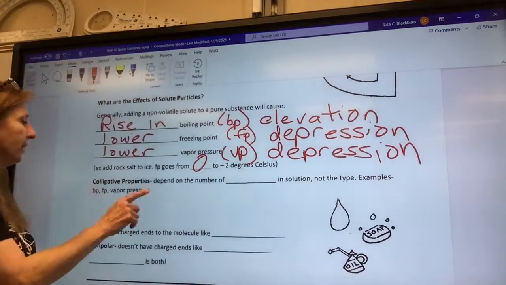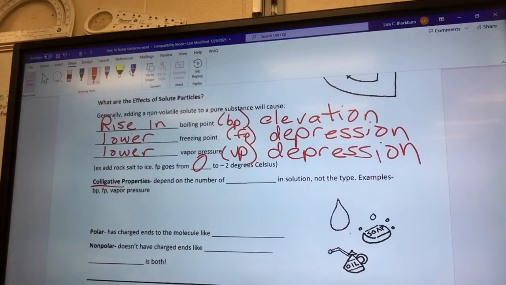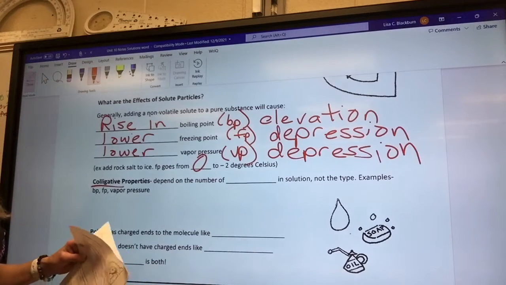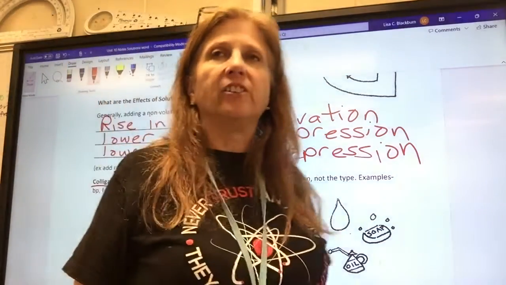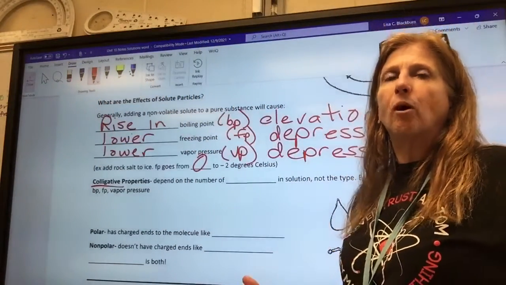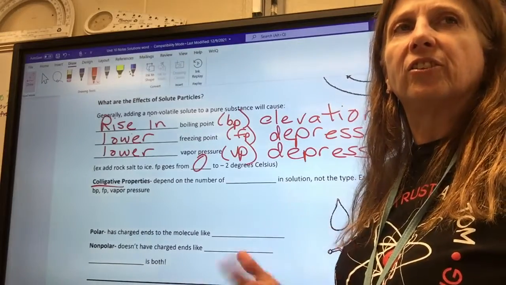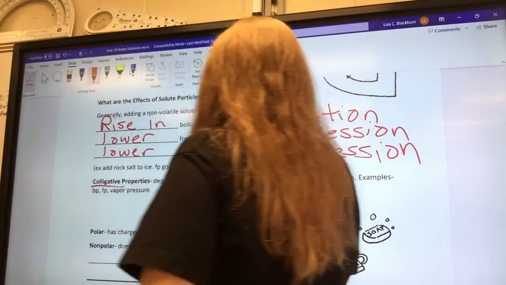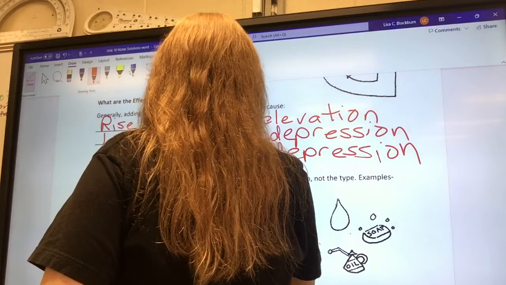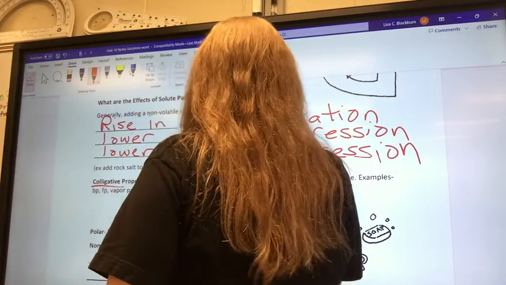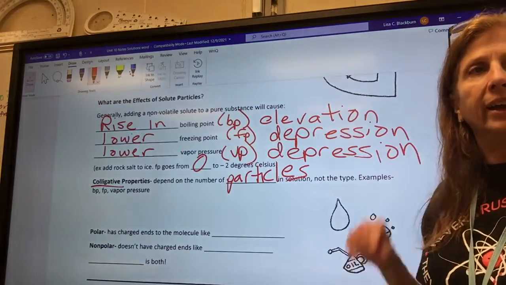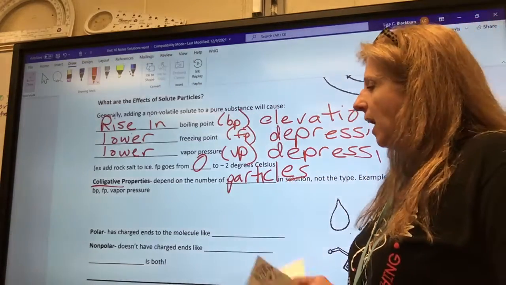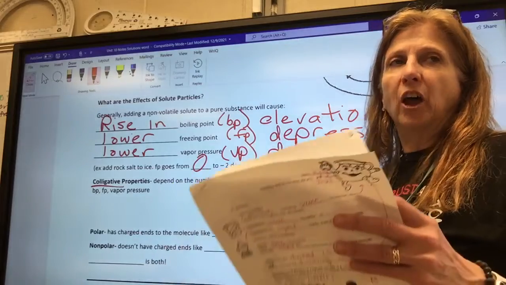Okay, so colligative properties, that's a fancy science word you gotta know. It is a property that changes depending on how many particles it has dissolved in the solution. So it's based on the number of particles. So that's just another vocabulary word for this unit. This unit is a lot of vocabulary and a little bit of math. Okay, so last thing is about soap.